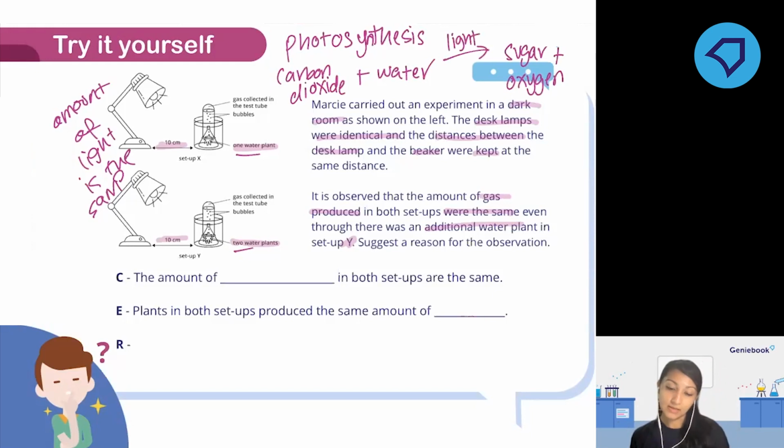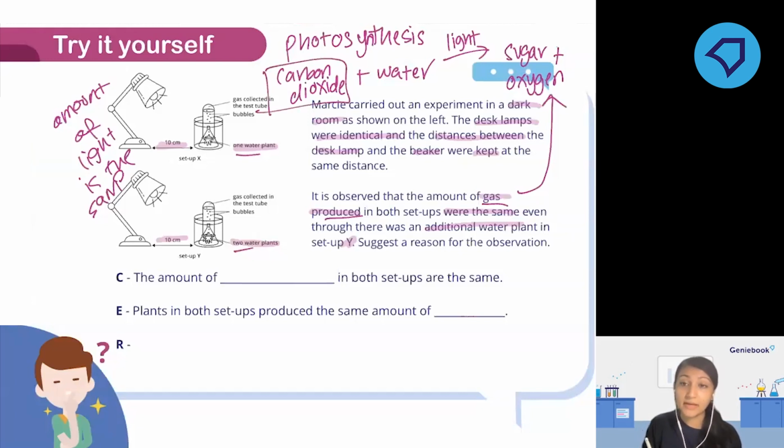So in this case, why do you think the oxygen level, okay, assuming that the gas produced here is the oxygen, why do you think it's the same? Because of the presence of either carbon dioxide or water. If you look at the setup, 1 water plant versus 2 water plants, definitely the one with the 2 water plants will have more chloroplasts, correct? But that doesn't affect, because at the end of the day, even though there are 2 water plants in Y and they have more chloroplasts, the amount of gas collected is still the same.